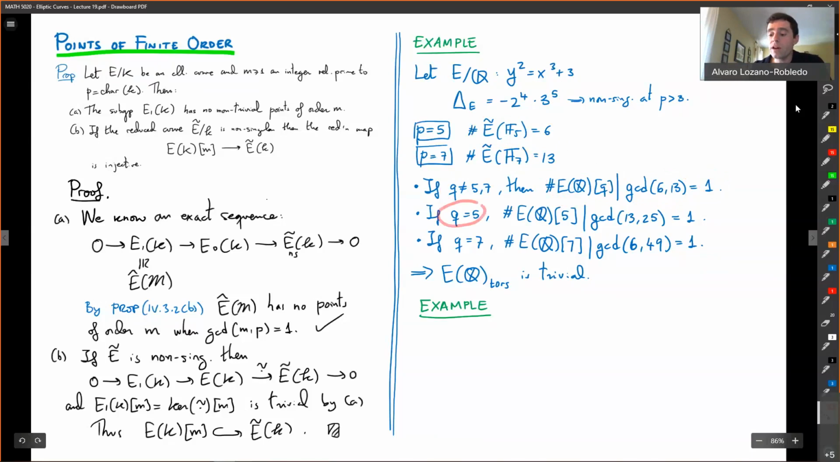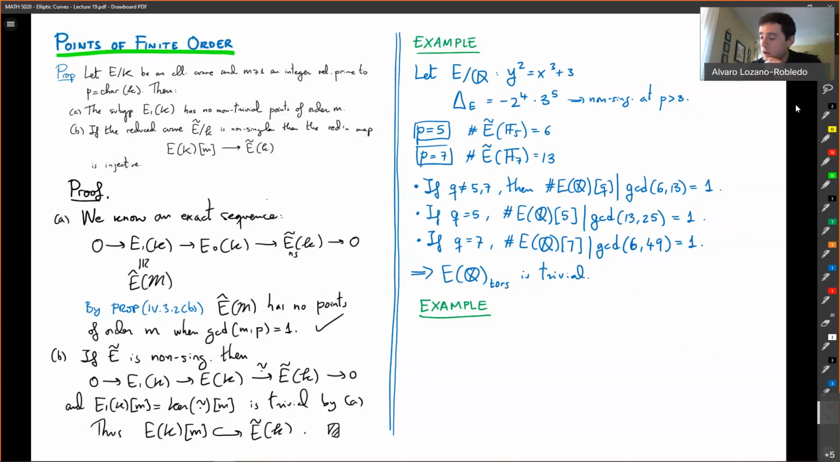If q is 5, then what you can do is inject the 5-torsion into the reduction mod 7. But then a group that is a 5-group has to be of order 1, 5, or 25. So it has to divide 13 and 25, and therefore it is trivial. And similarly for 7, there is no 7-torsion, so there is no torsion of any kind. And then you have that the full torsion over Q is trivial.